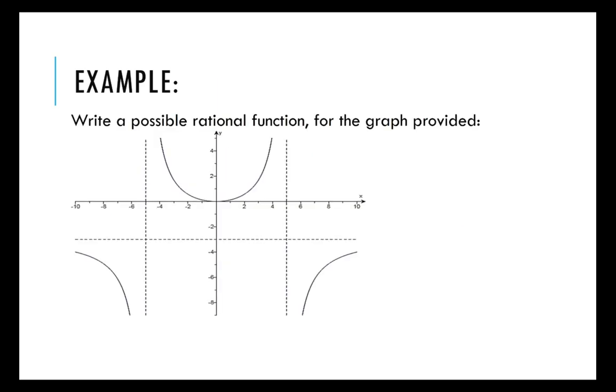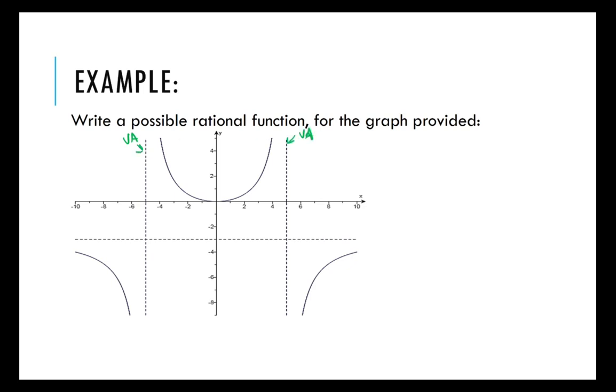But now let's do something in the opposite direction. Given this rational function graph, let's actually come up with an equation. All right, so let's notice some things. We have a vertical asymptote here and here.